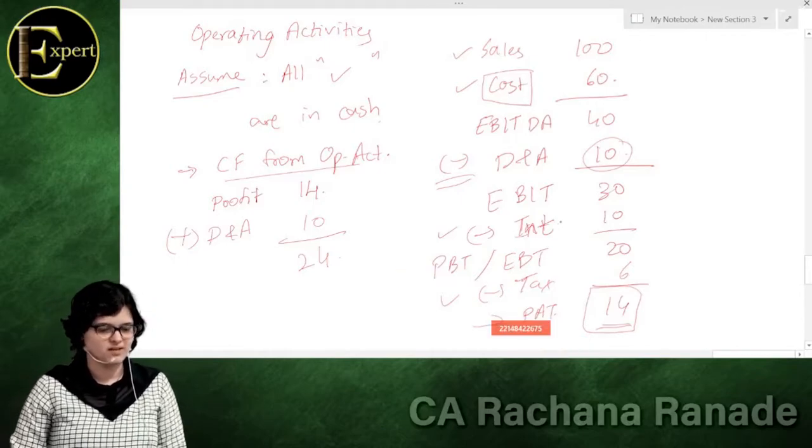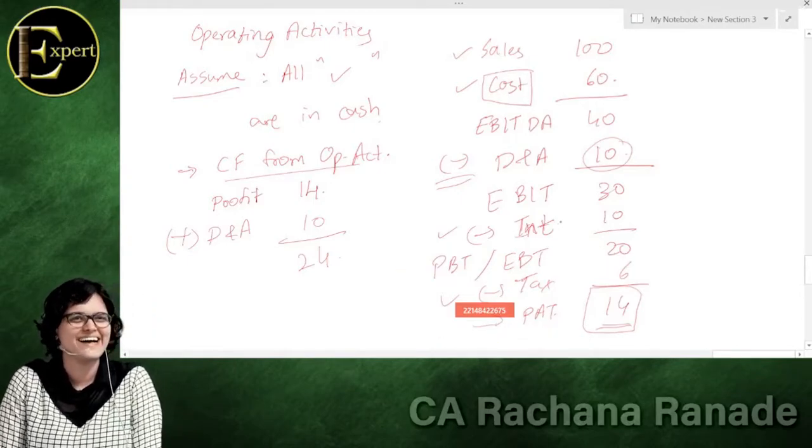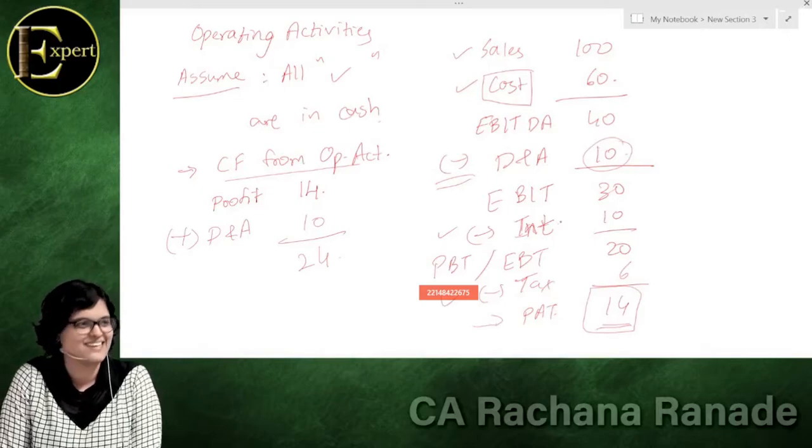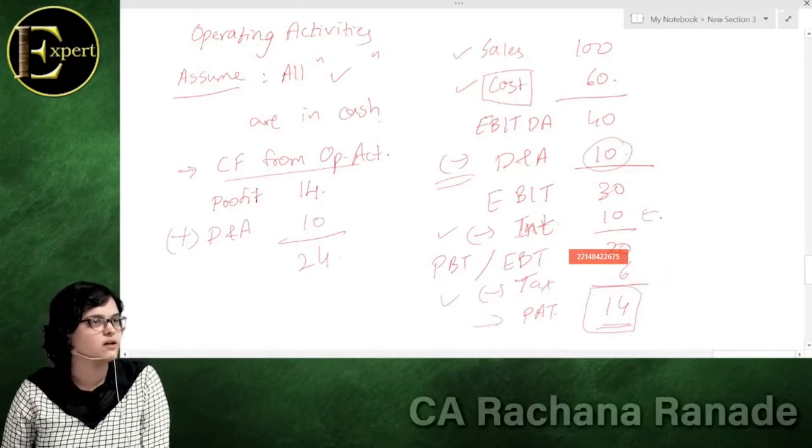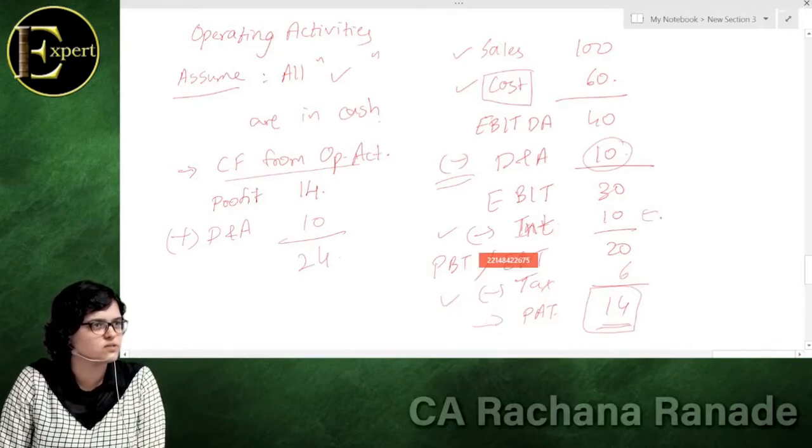I have a beautiful handwriting, no? That is why. And why interest is 10 is just a random figure that I have taken. There is no calculation for this 10 rupees interest.